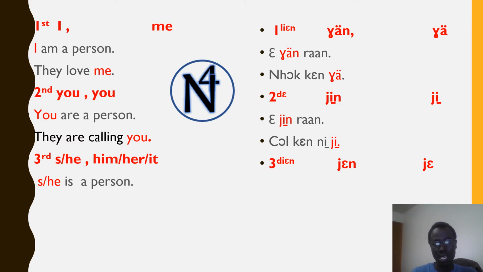So in English you can say "she is a person" or "he is a person", depending on whether you are referring to a male human being or a female human being. If you're referring to a female human being, you say "she is a person". But if you're referring to a male human being, you will say "he is a person". But in Nuer, it's the same thing. It's the same. Jen eran. See, jen here refers to both "she" and "he".